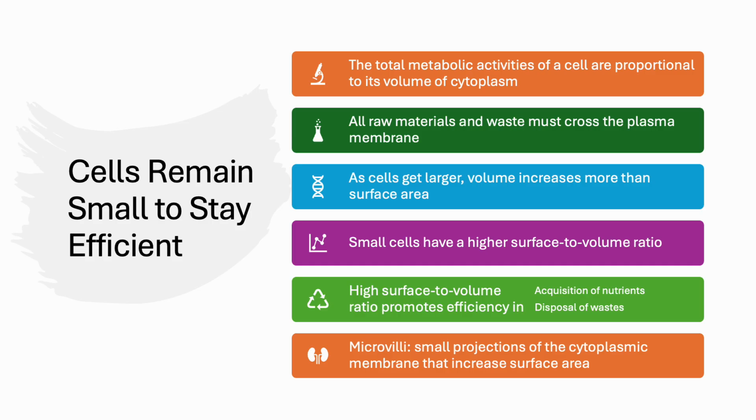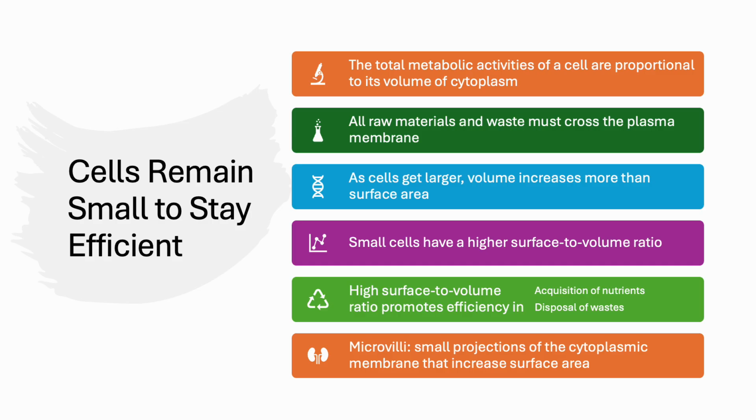Cells remain microscopic because small size maximizes efficiency. As a cell grows larger, its volume increases faster than its surface area, which makes transporting nutrients in and waste products out more difficult. Small cells have a high surface area to volume ratio, ensuring enough plasma membrane to meet metabolic demands. For example, oxygen must diffuse into the cell and carbon dioxide must diffuse out. If the cell is too large, diffusion becomes inefficient and the cell cannot survive.